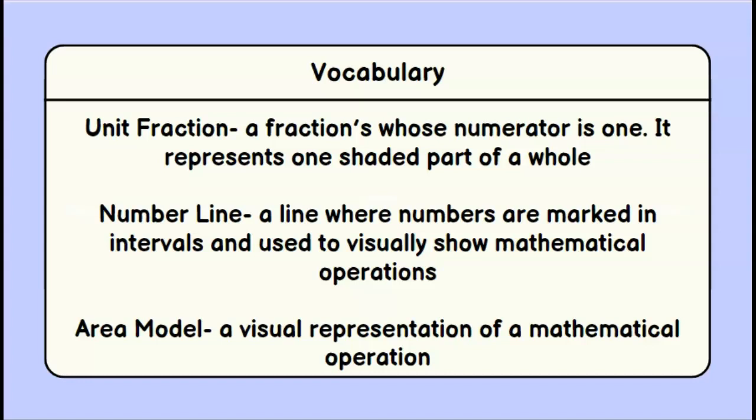Some vocabulary that's going to be important to know for this topic. First is unit fraction. It's a fraction whose numerator is 1. It represents one shaded part of a whole. So for example, 1/3, 1/5, 1/2, 1/20th. If the numerator is 1, it would be considered a unit fraction. A number line is a line where numbers are marked in intervals and used to visually show mathematical operations. Finally, an area model is a visual representation of a mathematical operation.